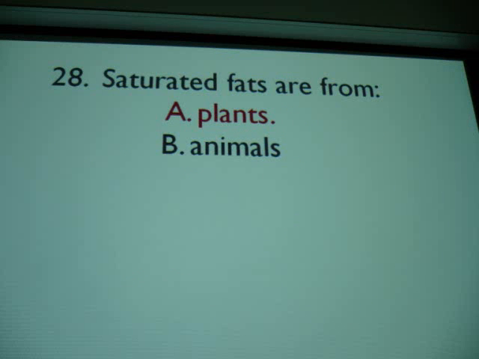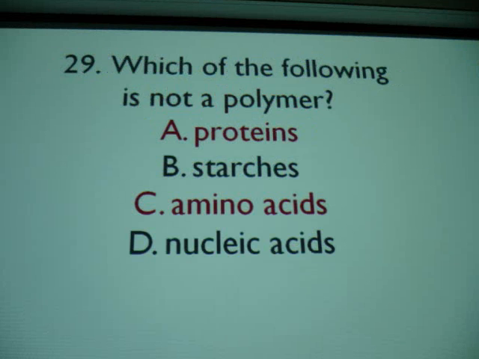Saturated fats, where do you get them from? From animals. Which of those is not a great big old polymer? The amino acids. Proteins are made of amino acids. Starches are made of monosaccharides. Nucleic acids are made of nucleotides. If you're made of something else, then you're a polymer. Amino acids, they make proteins. They're the ones that are not the polymer. They make the polymer.